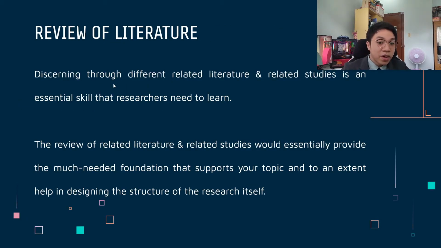Now we head on to the review of literature. By discerning through the different related literature and related studies, this is an essential skill that a lot of researchers need to develop and need to learn. I myself still need to develop this. And the review of the related literature and related studies would provide the much needed foundation that supports the topic and to an extent helps design the structure of the research itself.